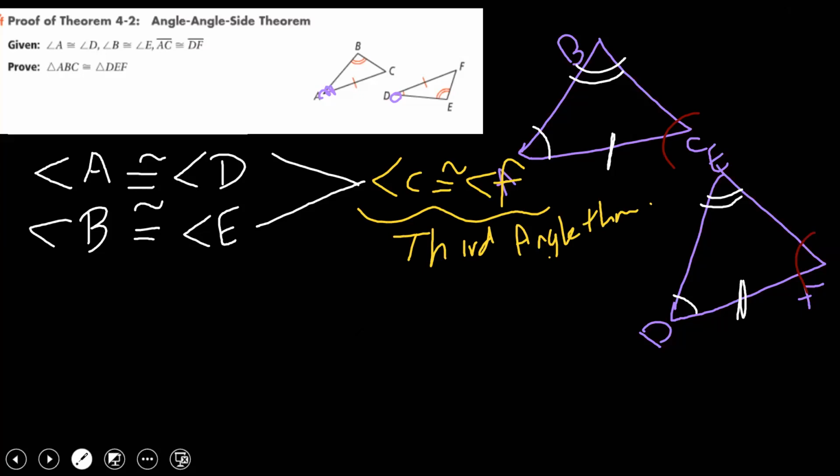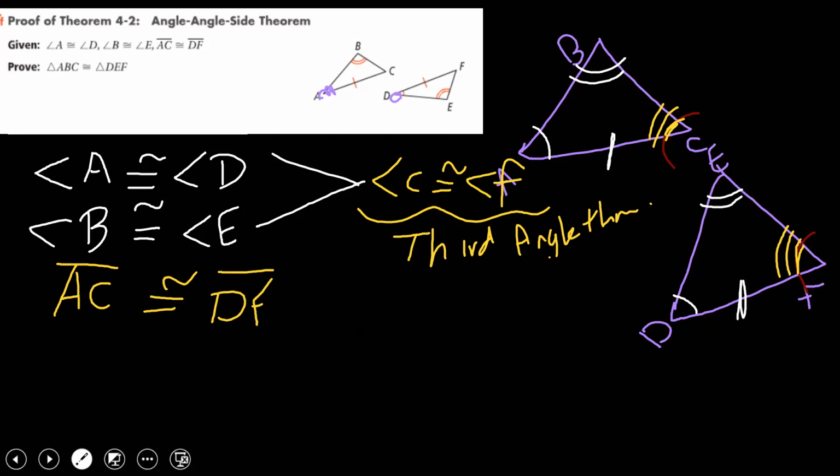Here now, I conclude that these two angles are congruent. So all the angles are congruent. Now, he told me that also the line segment AC is congruent with DF. If I have this one, which is AC, and they are congruent with DF, can I say that these two triangles are congruent?